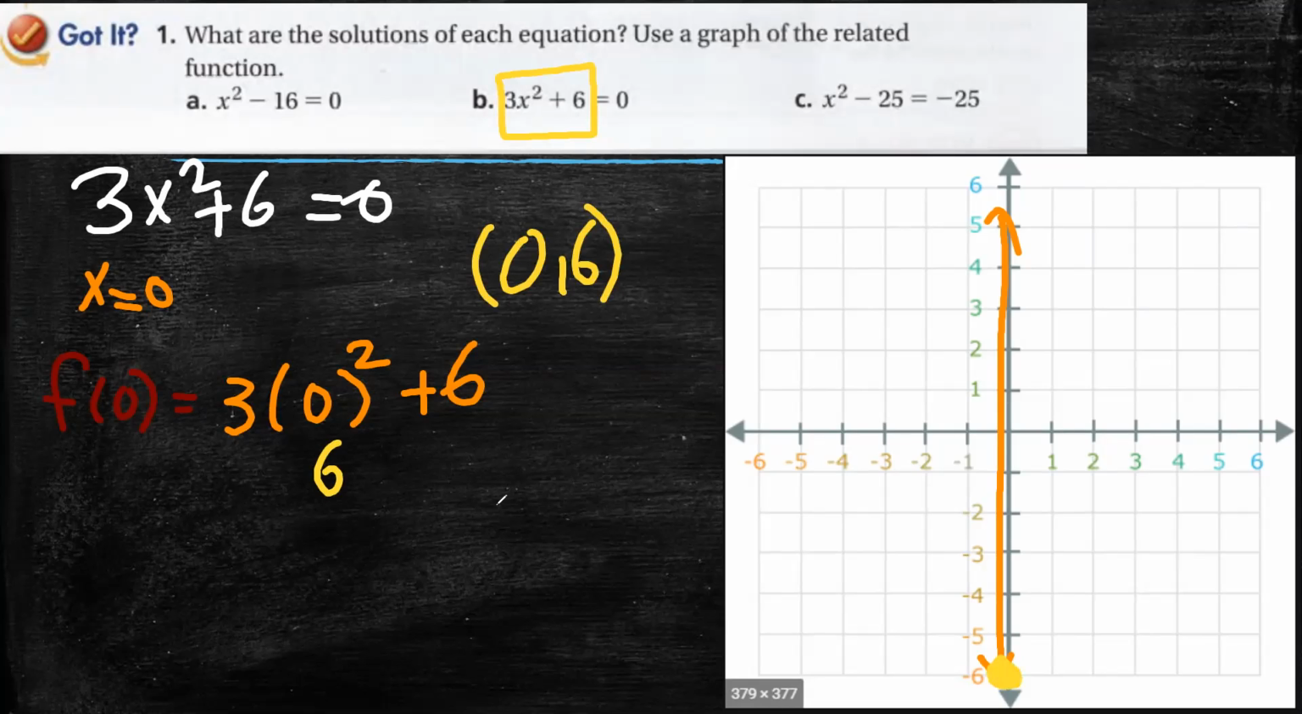Let's need another point. Let's choose point 1 as an example. 3 times 1 is 3, plus 6, 9. So at 1, it has a 9. It is here.